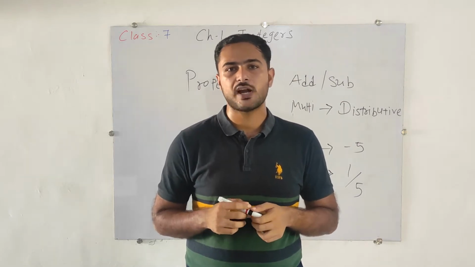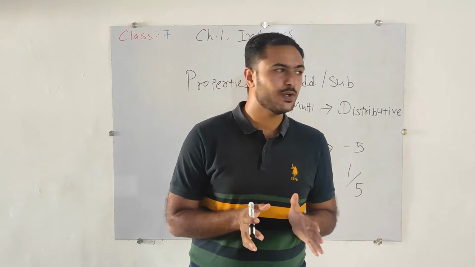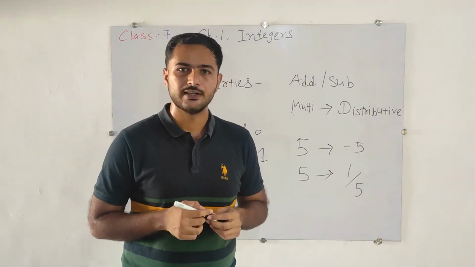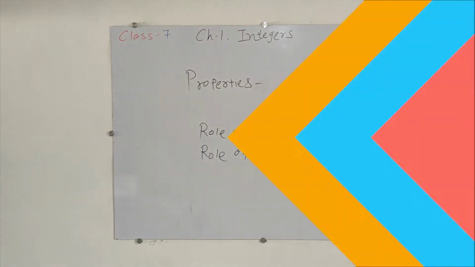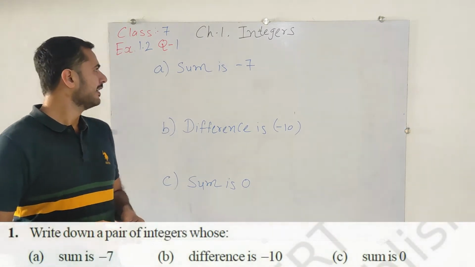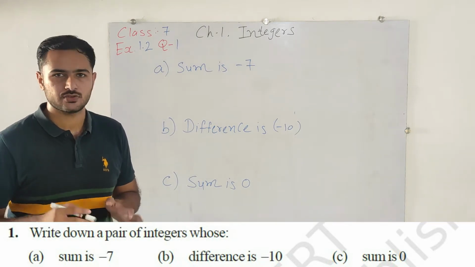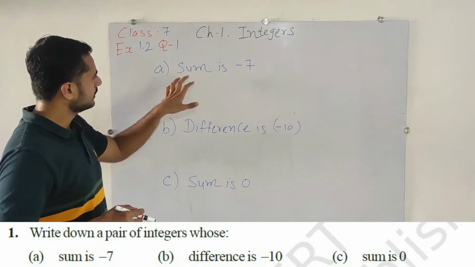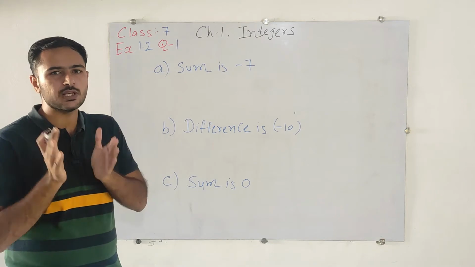Now today we are going to start our new exercise, that is 1.2. But before that, just pause the video and go through what we learned in our last lecture. So let's start exercise 1.2. In question 1, some statements are given and we have to write down a pair of integers. The first one is to write down a pair of integers whose sum should be minus 7.